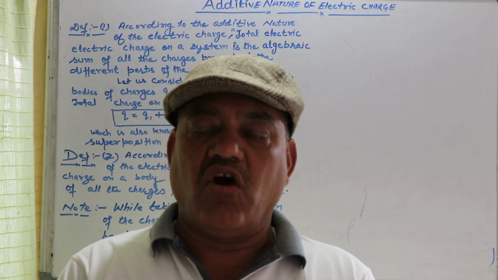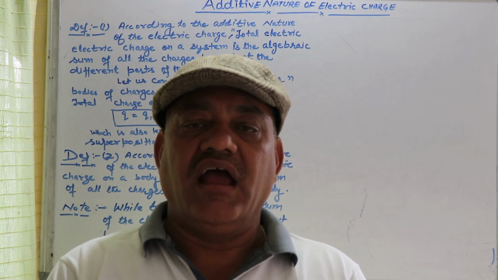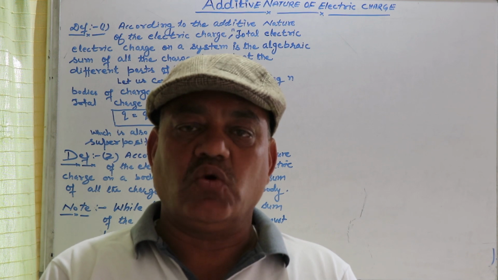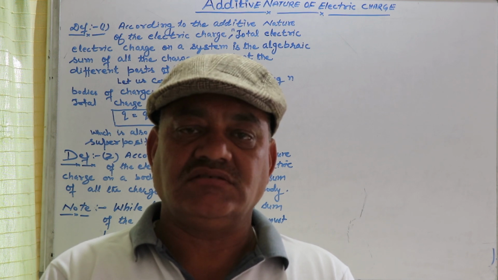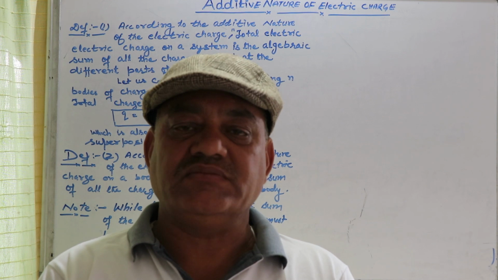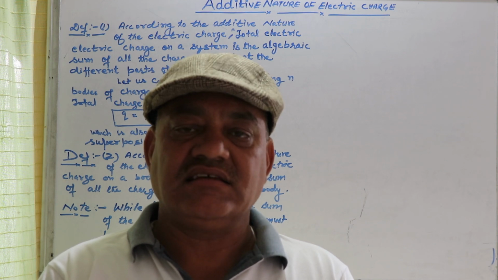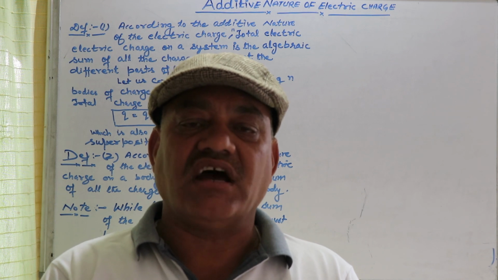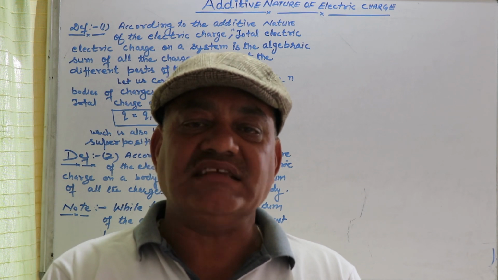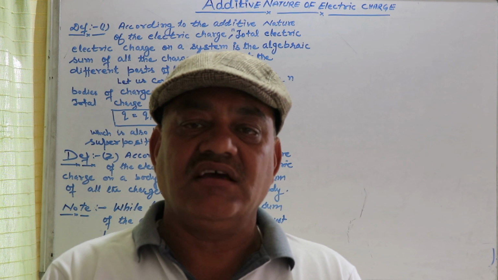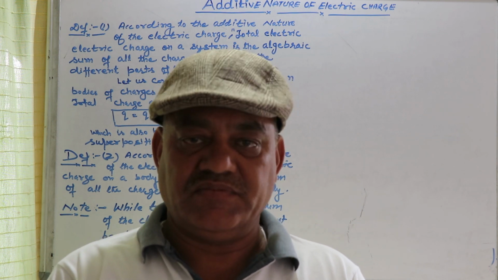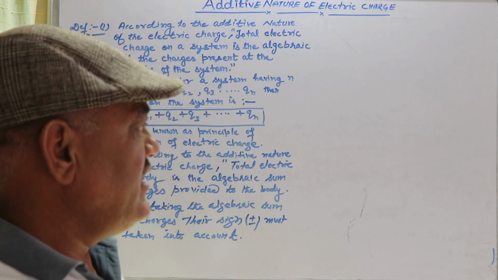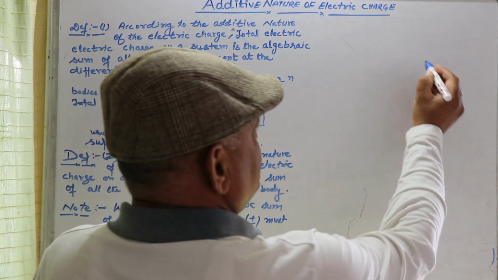According to the additive nature of electric charge, the total charge on a system is the algebraic sum of all the charges which are present at different parts of the system. For example, let us consider a system.